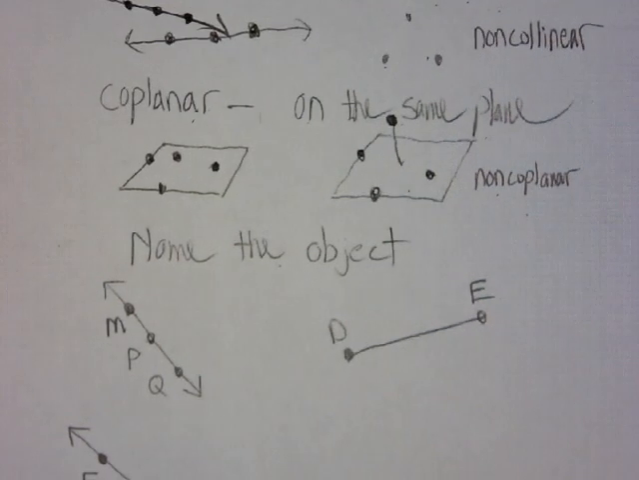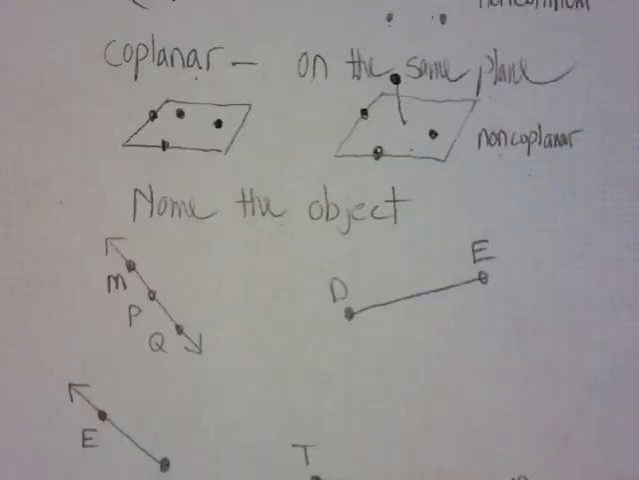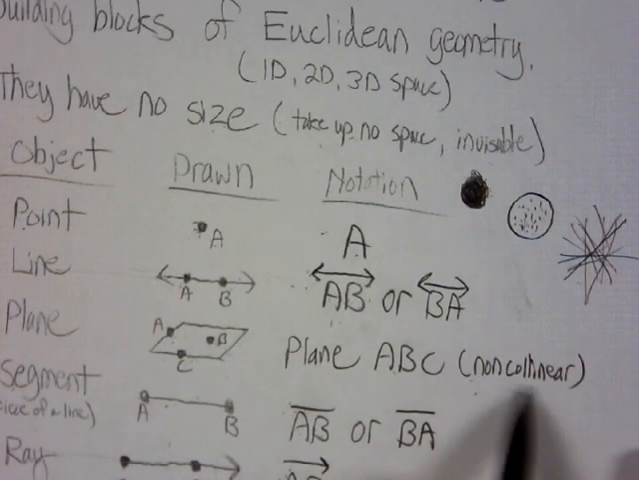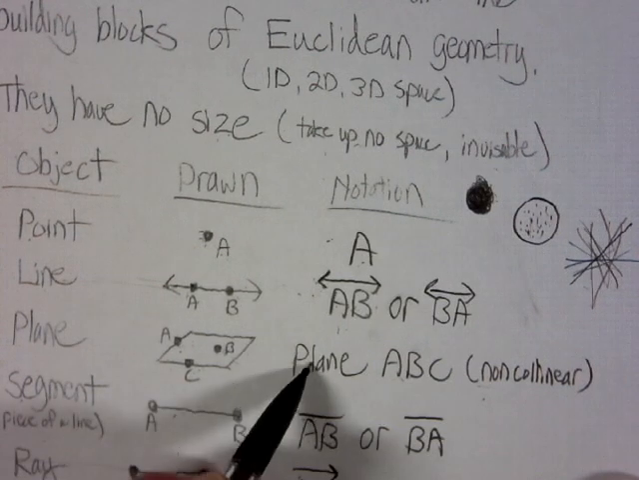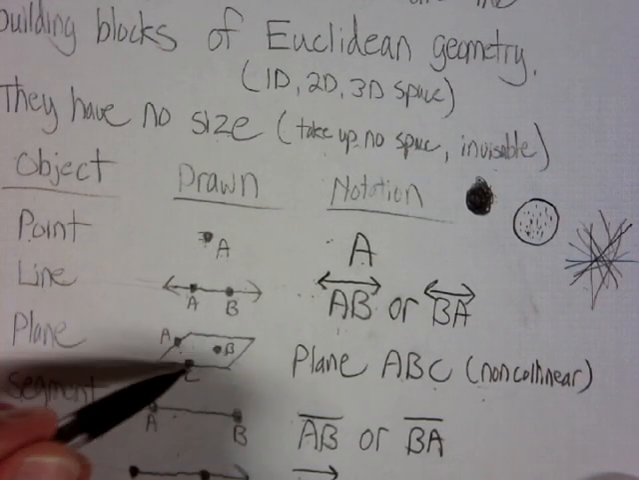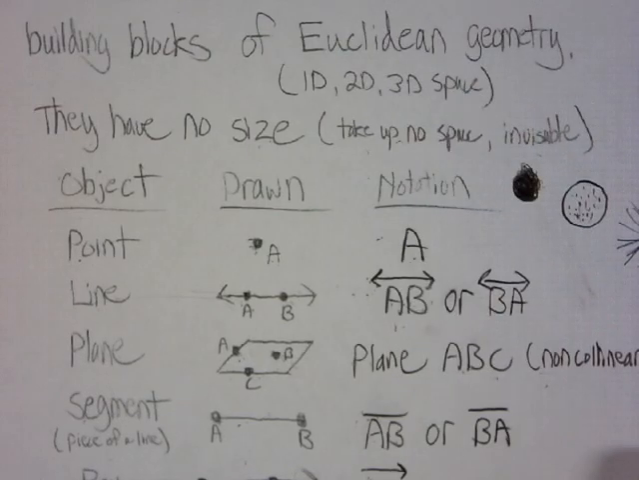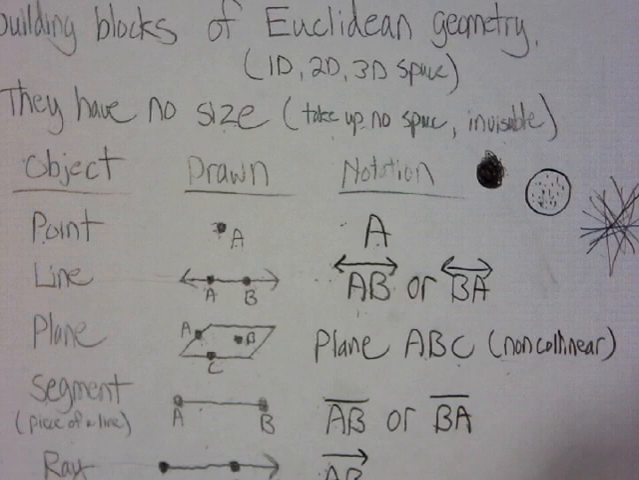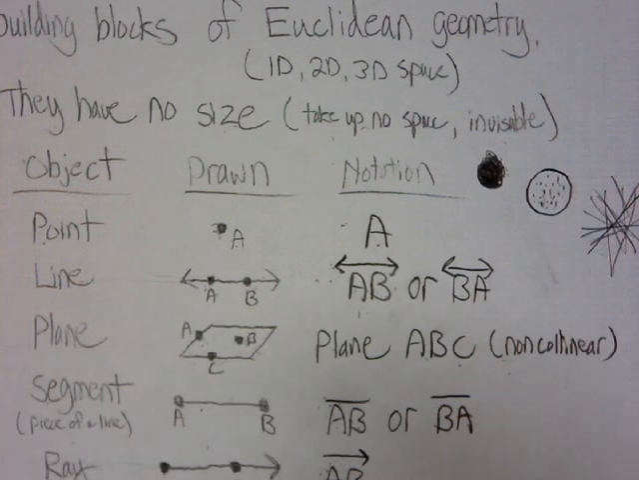All right, so let's talk about practicing. Well, let me go back to this page for just a minute. Remember with plane, we said that the points have to be non-collinear. So in order to name a plane, you must use 3 points that are non-collinear. Okay, they do not lie on the same line. And here's kind of the reason.